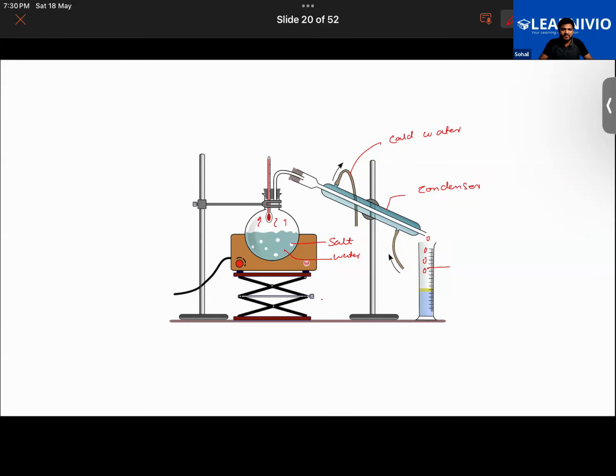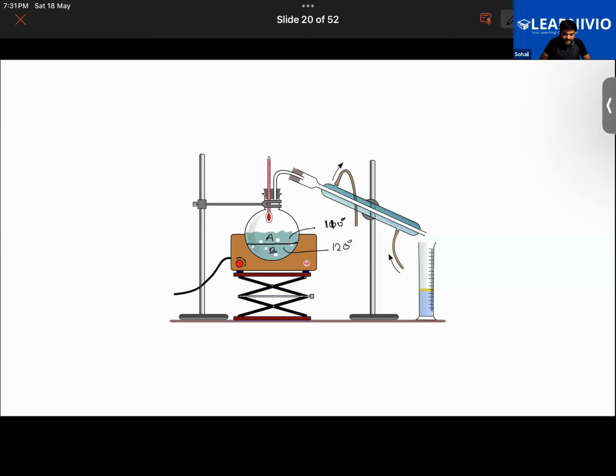You have various other examples of distillation. We have so many other examples. For example, distillation can be done to separate two different kinds of liquids also. Say there are two different liquids which have different boiling points, let's say liquid A and liquid B. Liquid A has a boiling point of 100 degrees Celsius. This is 110. This is 120 degrees Celsius.